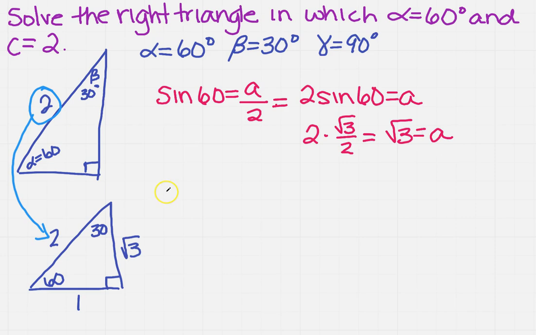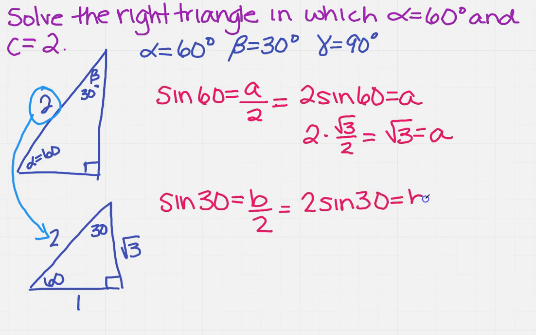Now what about the other leg? Well, I can take the sine of the other side. So I've got the 30 up here. So the sine of 30 is going to equal b over 2. So now what am I going to do? Well, I'm going to multiply that out. So I'm going to get 2 sine 30 equals b, and then I'm going to have 2 times.